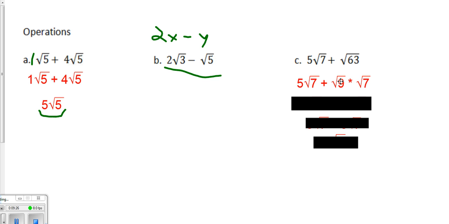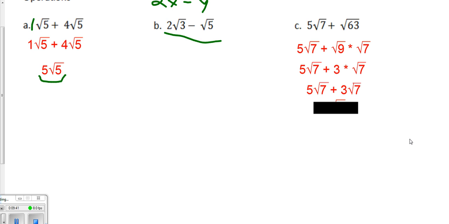Why did I use 9 right here? Well, because that's the biggest square number that I can take out. What is the square root of 9? It's going to be 3. So we call square root of 63 3 times the square root of 7, or 3 square roots of 7.